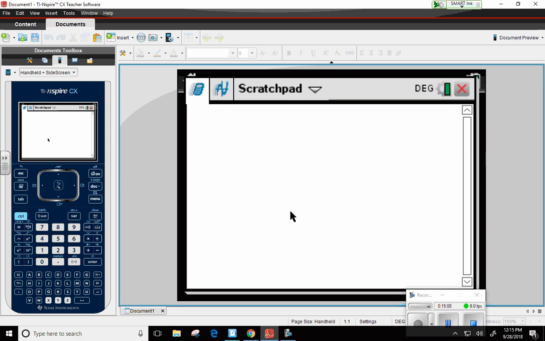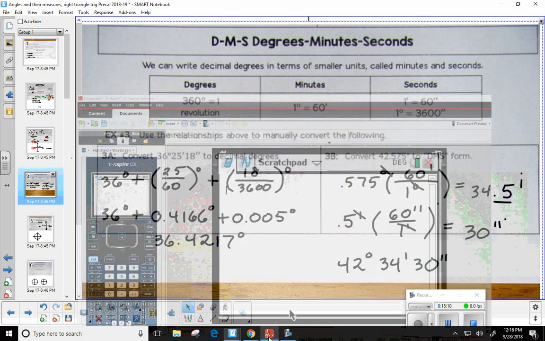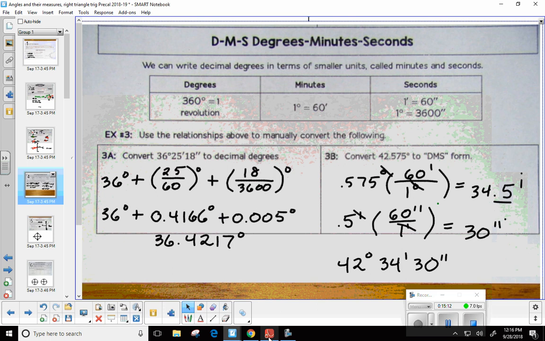Okay. Well, let's go ahead and take degrees, minutes, seconds. And I kind of walked you through yesterday how to do this by hand, but let's say I wanted to type this in. 36 degrees, 25 minutes, 18 seconds. Because we got our next quiz coming up this week. Okay, well, I should say next week. And part of it is I'm going to have you convert these.